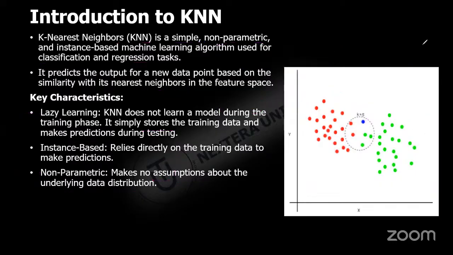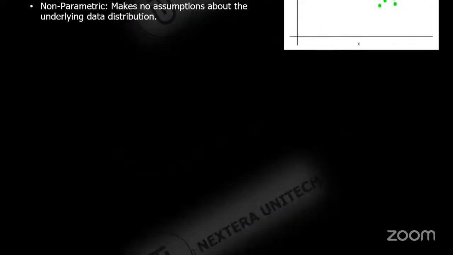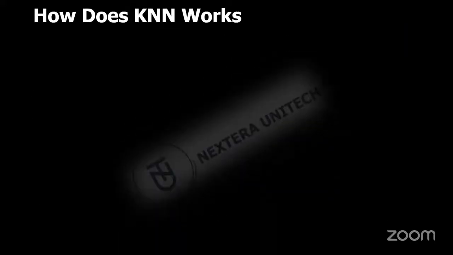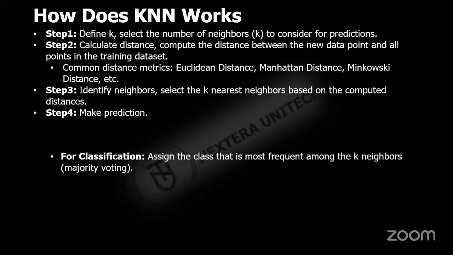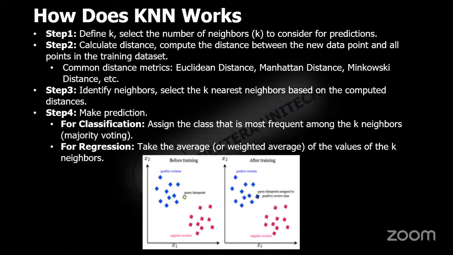Now, let us understand how exactly KNN works. We have the steps defined one by one. For regression or classification, initially we define the value for K. What does K represent? K represents the number of neighbors. The number of neighbors will be defined upfront.